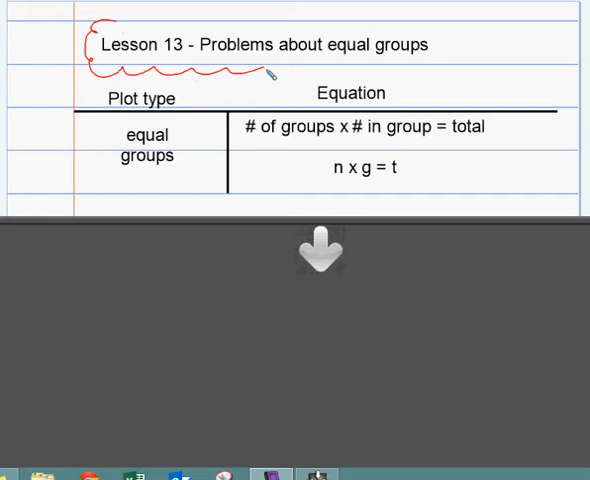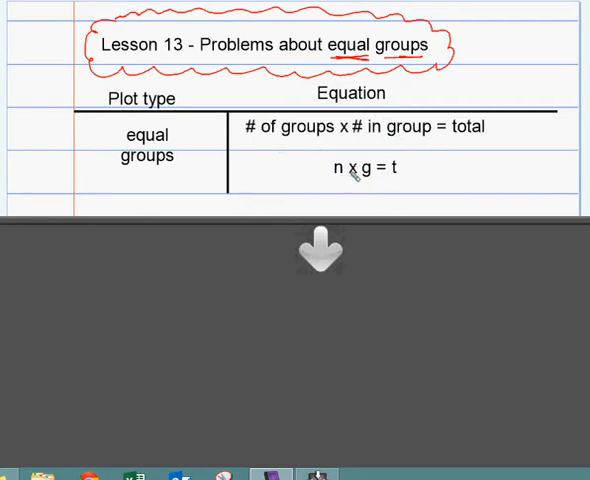So, we've been talking about combining and separating and comparing and elapsed time, and now we have equal group problems. So the plot type, remember, that's just the story or the words that you would be reading. It's equal groups, and the equation that you would write would be the number of groups times the number in the group, and that's going to give you the total.